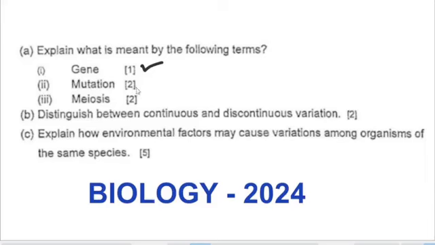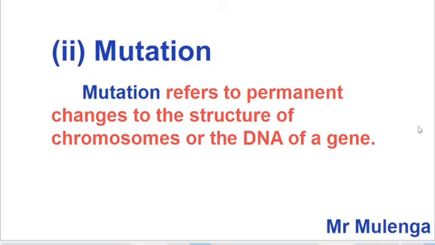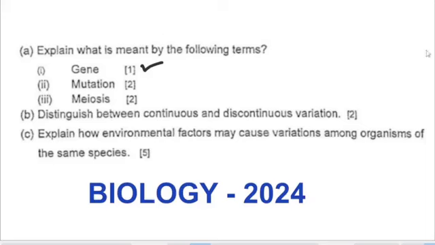So what is mutation? Mutation is just the sudden change or spontaneous change in the structure of a gene or chromosome. Or you can say that mutation is just the permanent change in the structure of a chromosome or a gene. So we have said that mutation is the permanent change to the structure of chromosomes or the DNA of a gene. So we have answered our question A2.